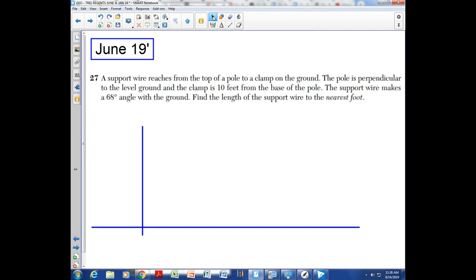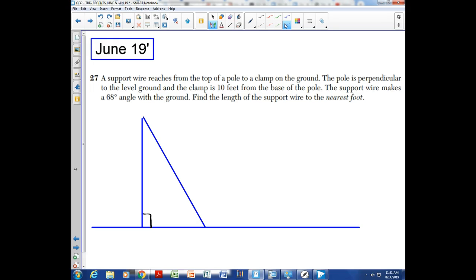Here's the pole. And it's saying that there's a wire that goes from the top of the pole down to the ground. And because that pole was perpendicular to the ground, right, this whole thing creates a right triangle, right? So let's get some of these numbers in. So the clamp is 10 feet from the base of the pole.